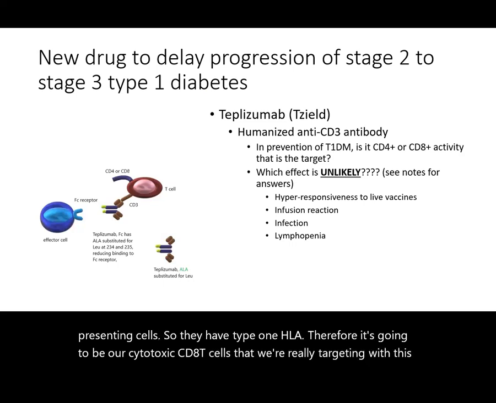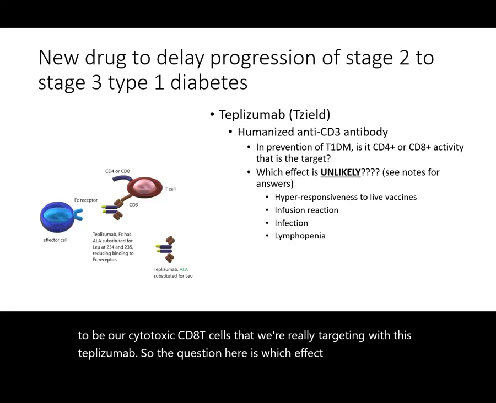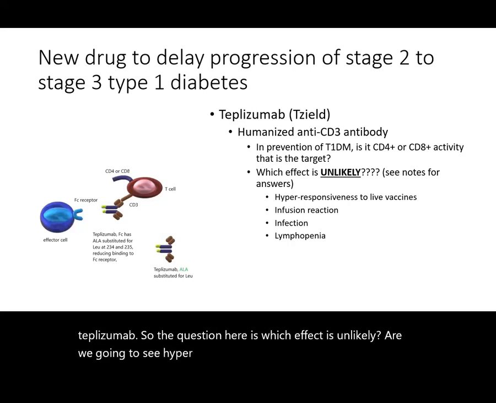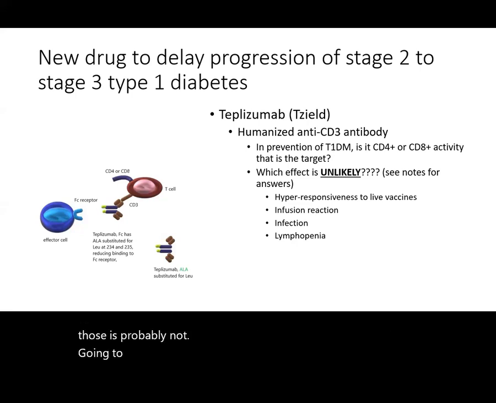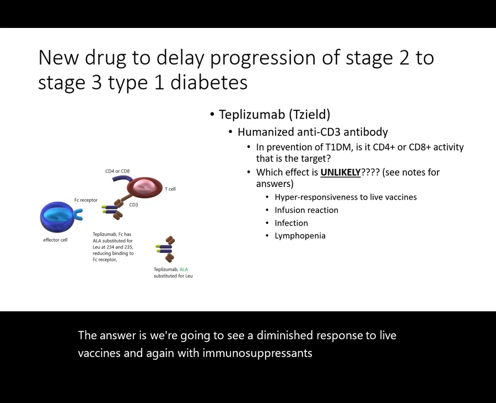So the question here is, which effect is unlikely? Are we going to see hyperresponsiveness to live vaccines, infusion reactions, infections, lymphopenia? Which one of those is probably not going to happen? Well, the answer is we're going to see a diminished response to live vaccines. And again, with immunosuppressants, we want to avoid live vaccines.